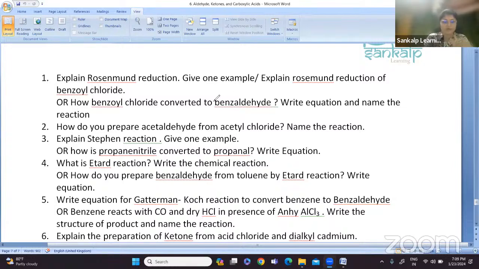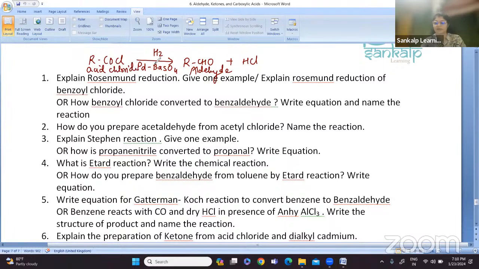So we'll write the reaction now. The general acid chloride is RCOCl. We are doing hydrogenation, that is, adding hydrogen in the presence of palladium and barium sulfate. This acid chloride is converted into aldehyde. This is the general reaction, and this is the expected answer that you have to write there.